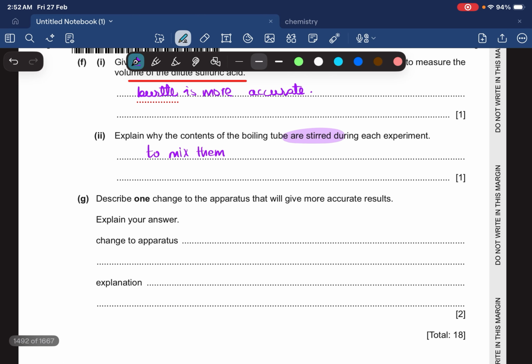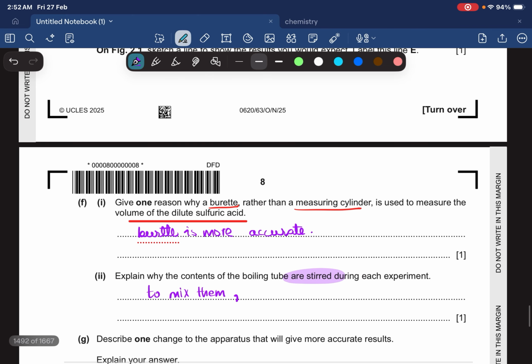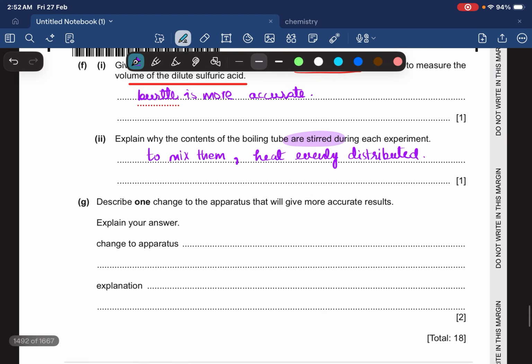Describe so that the heat change is even, yeah? Heat evenly distributed. Because we're doing a heat experiment, so that the heat is evenly distributed. Just write it in good words.